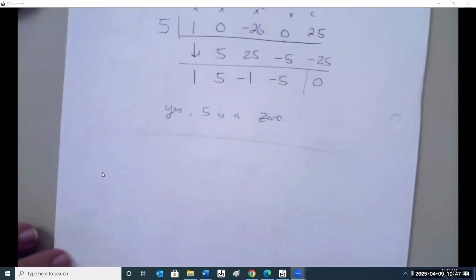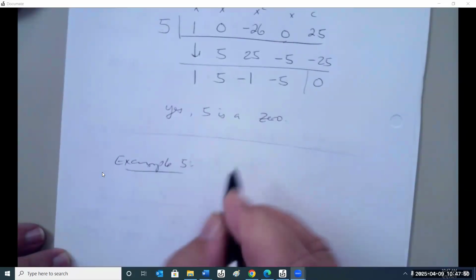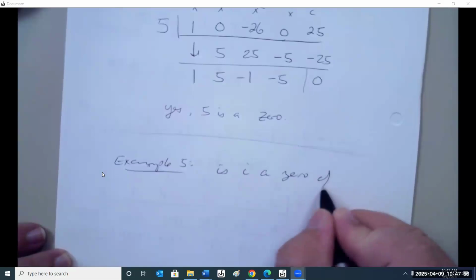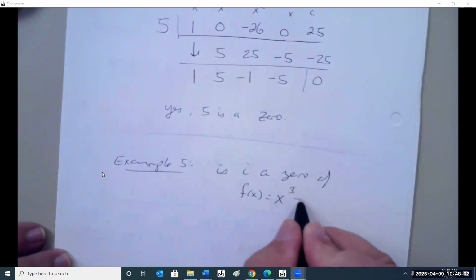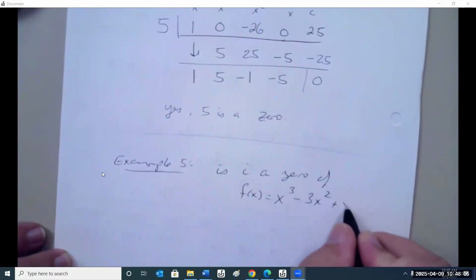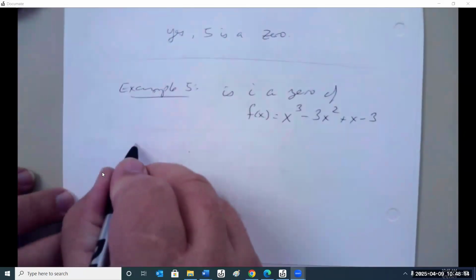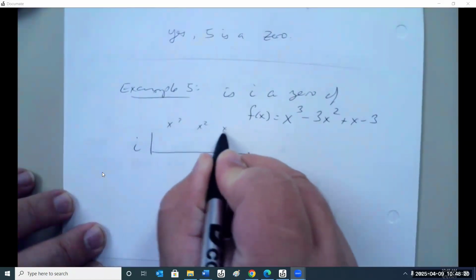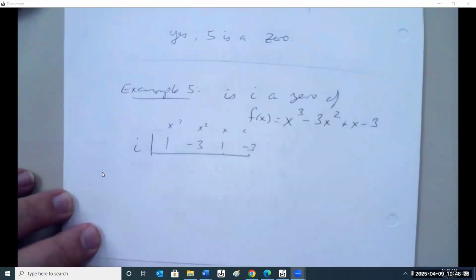And the last one, if we have time. This one is very exciting. Is i a 0 of f of x equals, I know this would be pretty cool. So now we got to set it up. Is i a 0? So it's x cubed, x squared, x and a constant. So it's 1, negative 3, 1, negative 3.